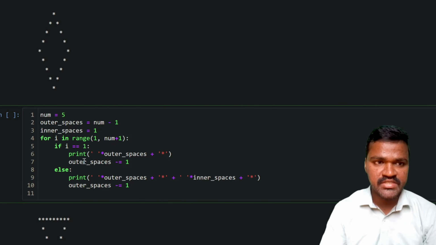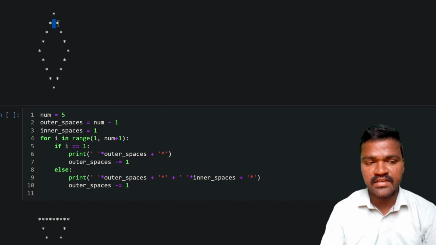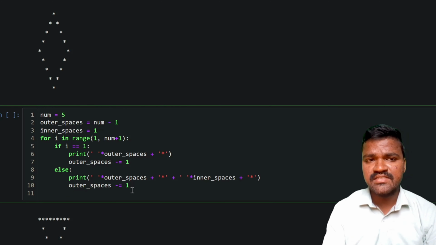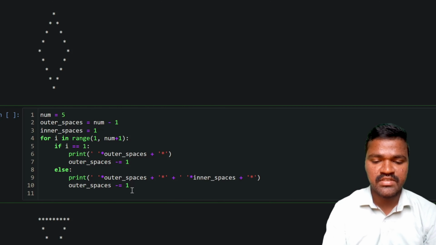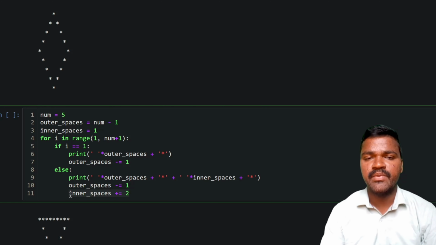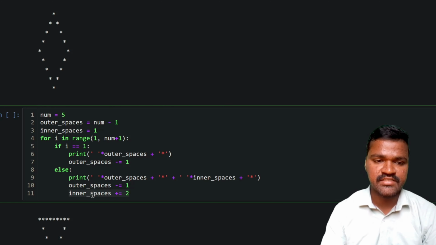So what about the inner spaces? If you carefully observe this pattern, in the second row we have one space. In the third row, we have three spaces. In the fourth row, we have five spaces. So by looking at this pattern, we can tell that the inner spaces are incrementing by 2 on each iteration. For that reason, I will mention inner spaces plus equal to 2. By mentioning this, the inner spaces are incremented by 2 on each iteration.